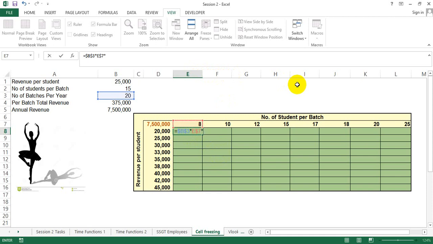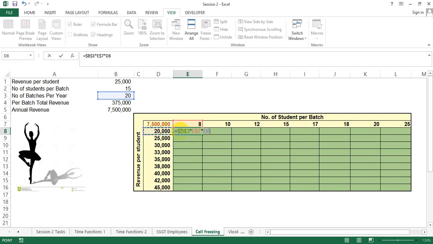Then I multiply this with the revenue from each student. Now once again, when we move horizontally, we would expect the revenue to remain the same. That is, we are expecting to use the same row 8 when we move like this, but then when we move like this, the 8 should change to 9, and so on and so forth.